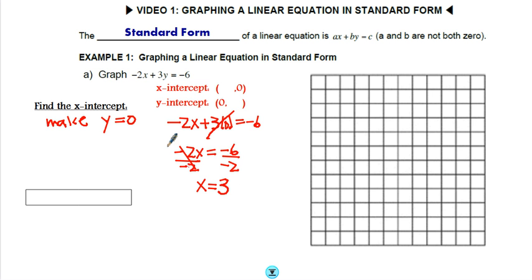So the x-intercept for this equation is 3. And if you want to write that as a point, it would be (3, 0). So that is one point we found.